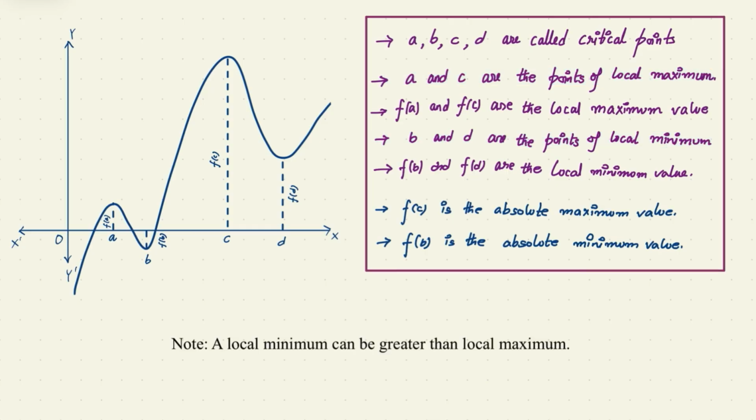Here's a note: a local minimum can be greater than a local maximum, because point D is the point of local minimum and point A is the point of local maximum. But if you compare F(A) and F(D), F(D), which is the local minimum value, is greater than the local maximum value at A, that is F(A).